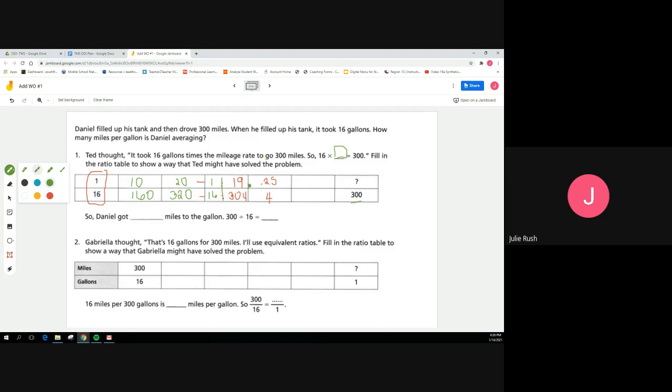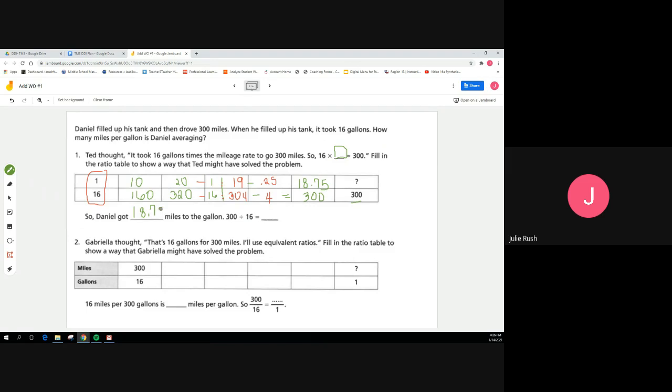So now here I can subtract the 4. 304 minus 4 equals 300. So now I have found my target number along the bottom. And then I have to subtract here. And so $19 minus 25 cents leaves me $18.75. And so Daniel got 18.75 miles to the gallon. Okay.